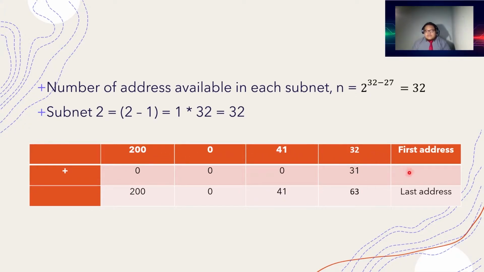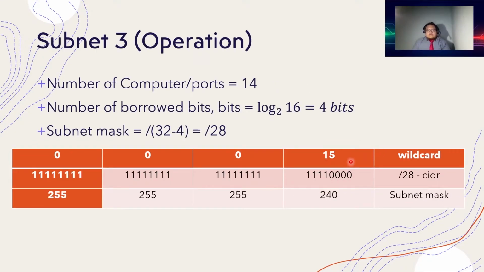200.0.41.32, and the wildcard that we're using is 0.0.0.31, and the product of the addition that we retrieve is going to be the last address, which is 200.0.41.63. The answer, the 63, is retrieved from the addition of these two bytes. Next, subnet 3, the operation.